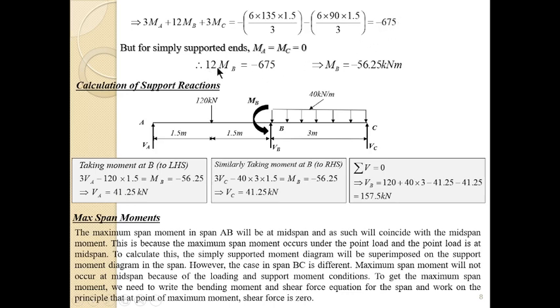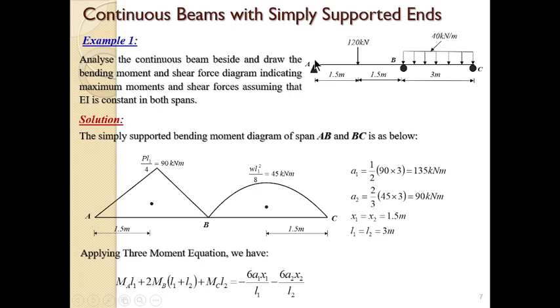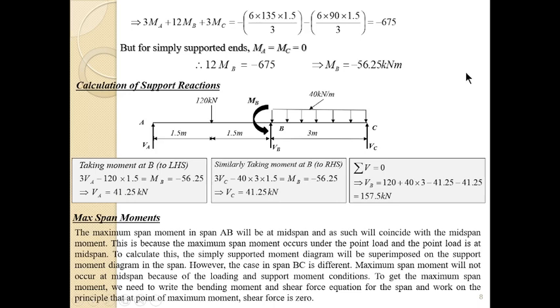So we can now say that 12 M_B... Now take note that because this beam is simply supported at the ends, the moment at A is 0 and the moment at C is also 0. So that's why we say that for simply supported ends, M_A and M_C are 0. That simplifies this equation to 12 M_B equals minus 675, in which if you find M_B by dividing this by 12, you have minus 56.25. So what it means is that the moment at support B is minus 56.25 kilonewton meter.